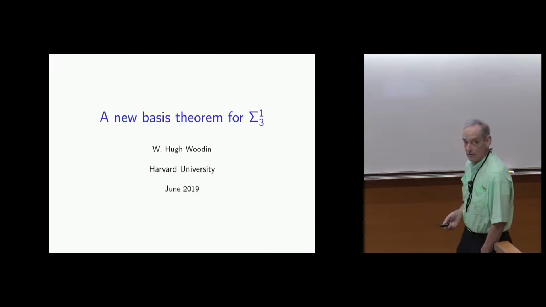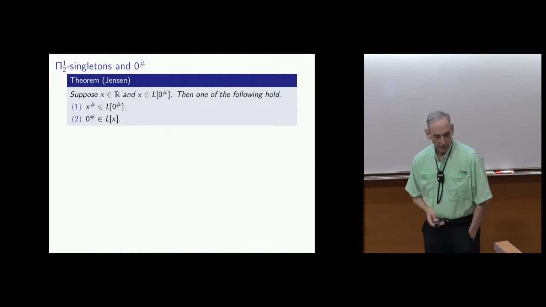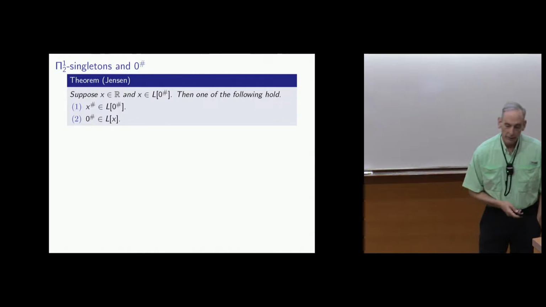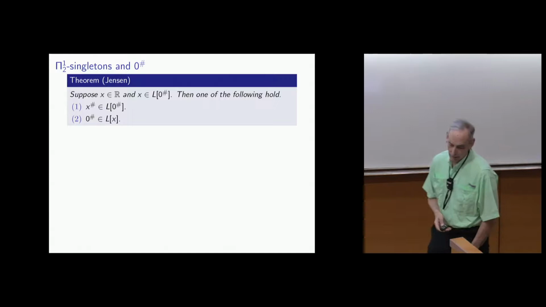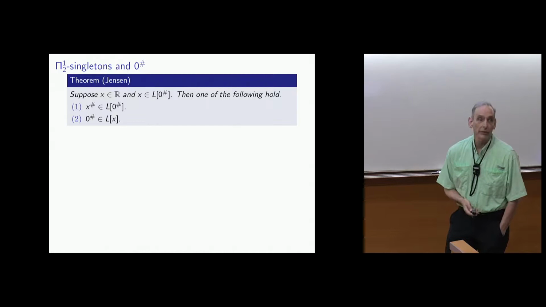Okay. So I want to begin with pi 1-2 singletons. The first connection with singletons and zero sharp is a reformulation of Jensen's covering lemma. If you have a real X, and X is constructible from zero sharp, then either X sharp is in L of zero sharp, or zero sharp is in L of X. Every degree is low. Okay, and that's a simple application of the covering lemma.